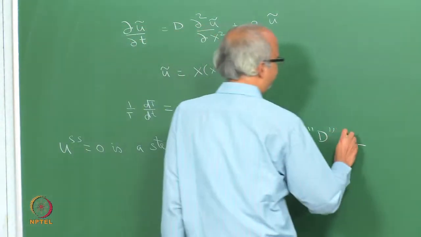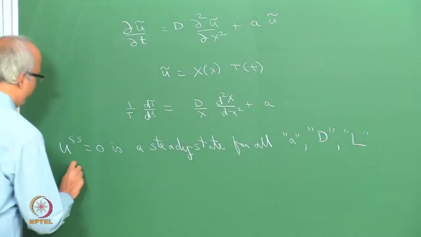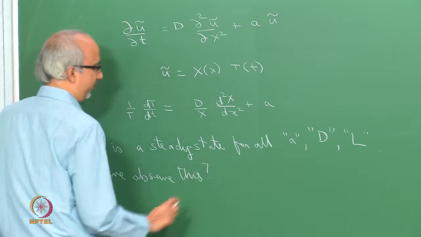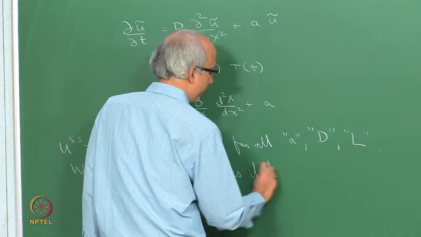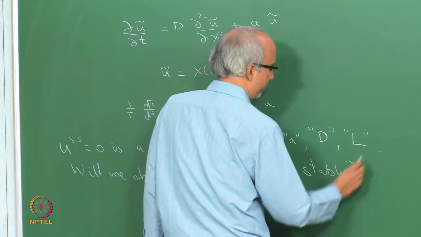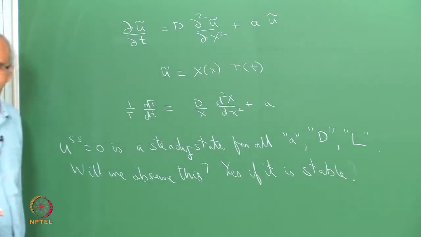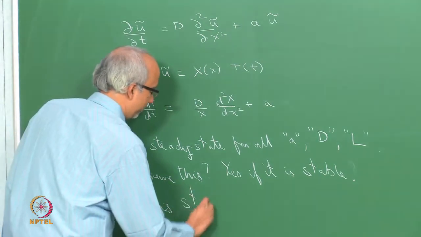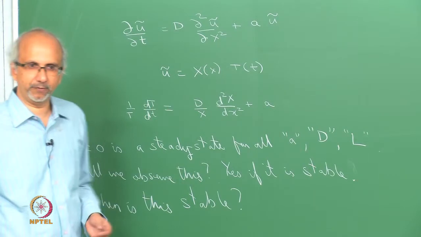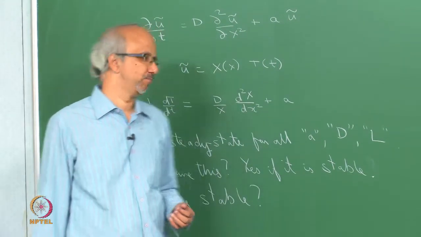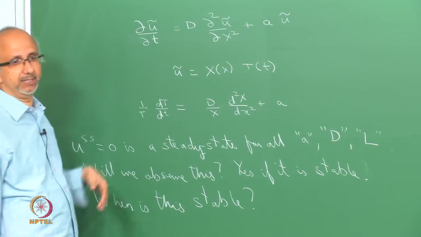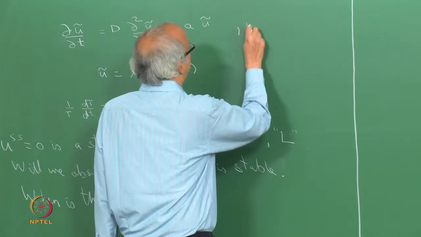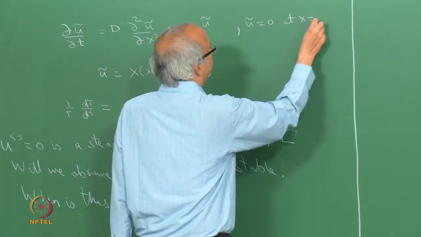Now the question is, will we observe this? The answer is yes, if it is stable. But the question is, when is it stable? That's what we're trying to find out. When is this particular steady state stable? In the process, we have to solve this linear equation, which is subject to homogeneous boundary conditions. The boundary conditions are u tilde equals 0 at x equals 0 and L.